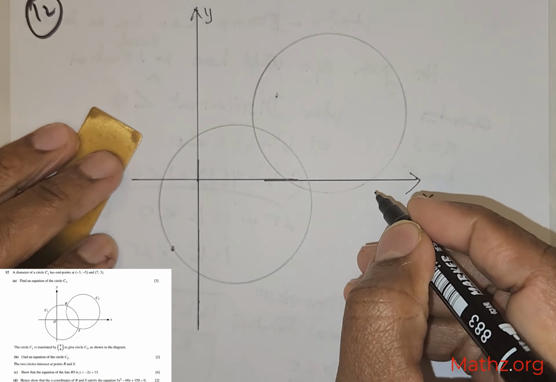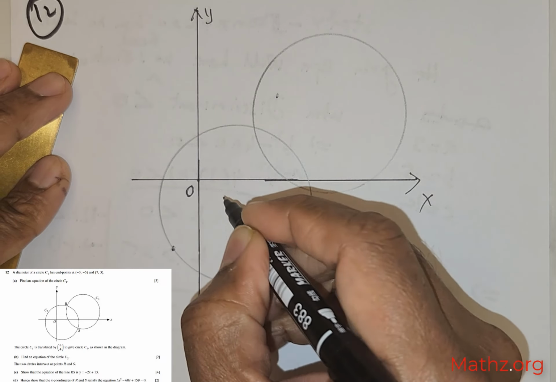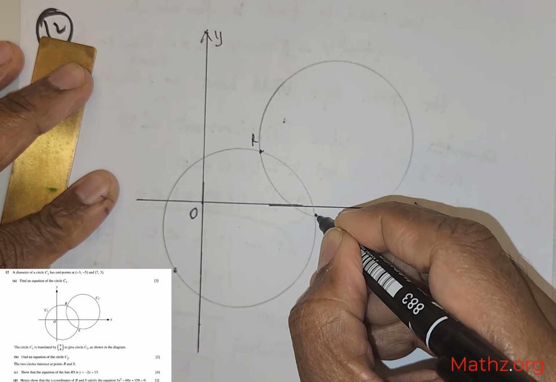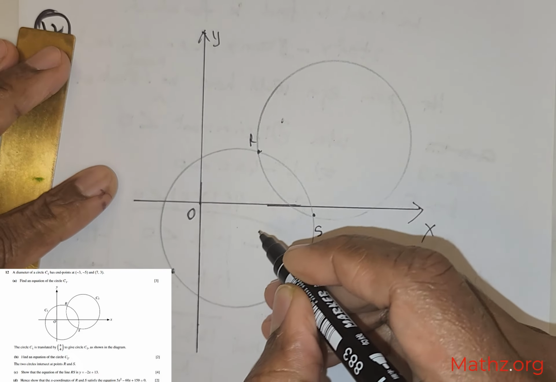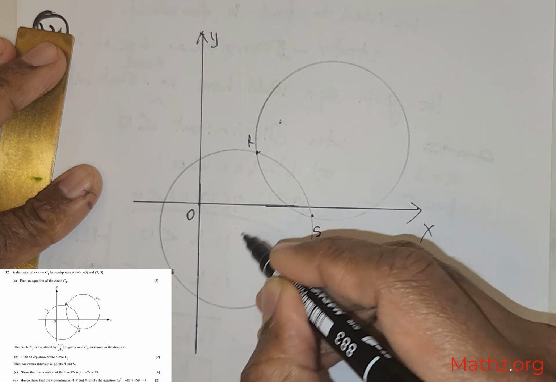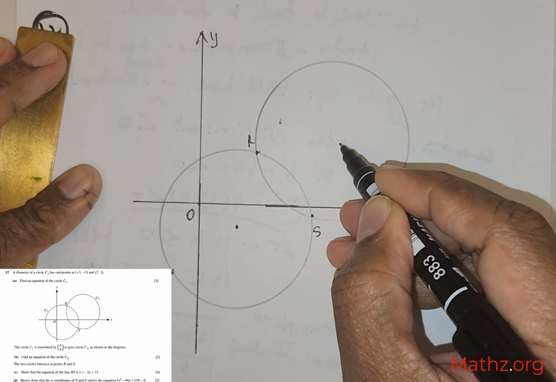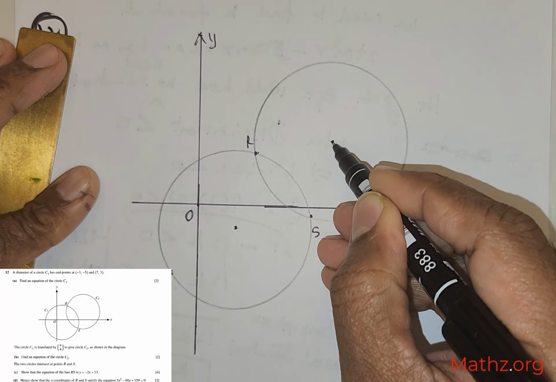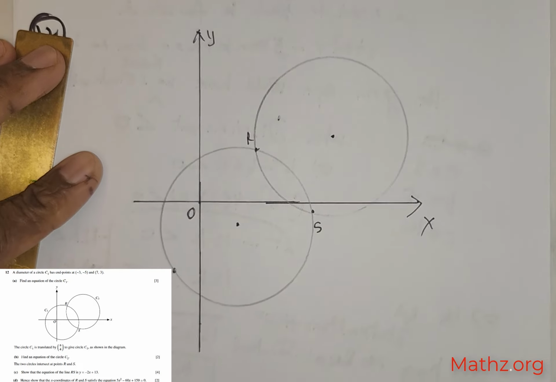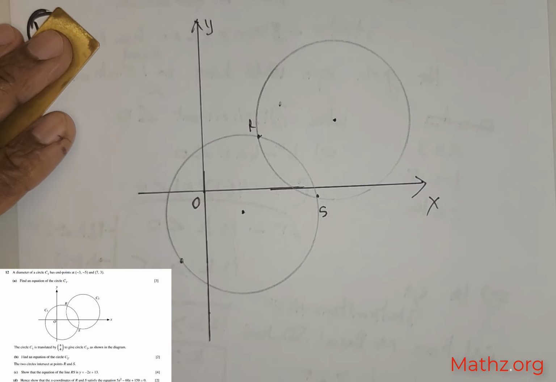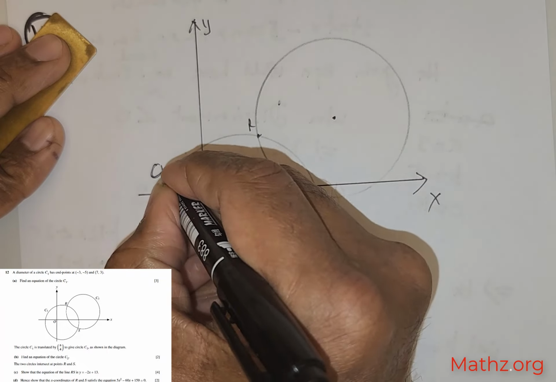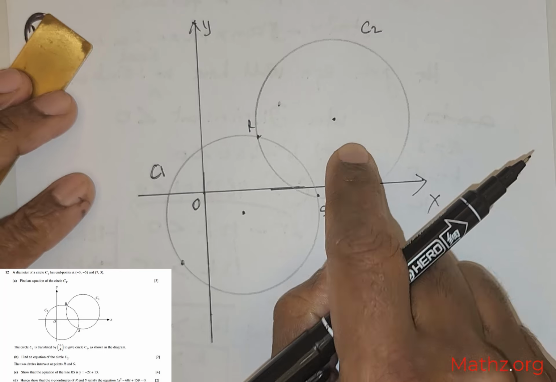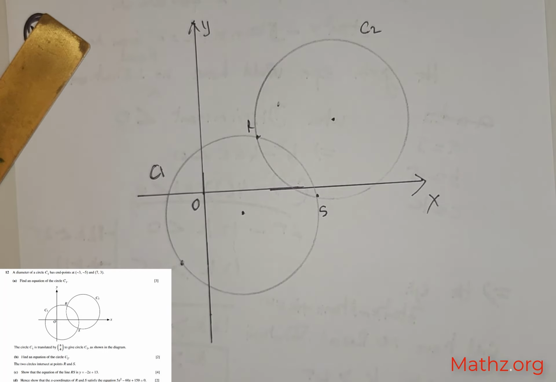Okay. We have a center O, the point R and point S, and these are the centers. I am approximating. Okay, figure not to scale. Alright, so this is C1 and this is C2. Now C2 is actually obtained by translating C1.